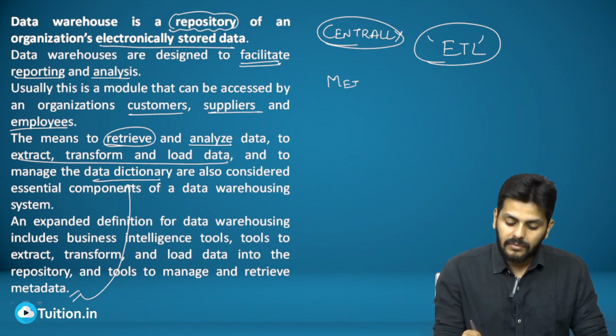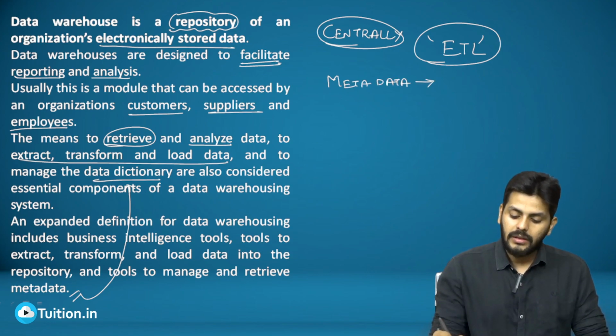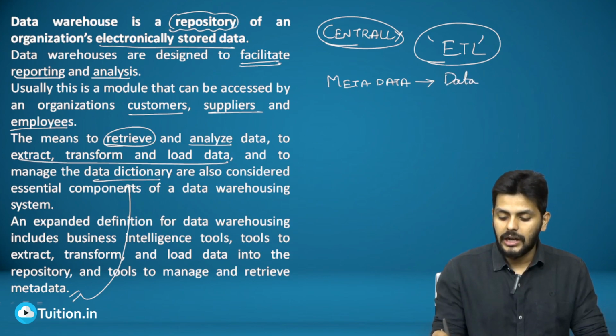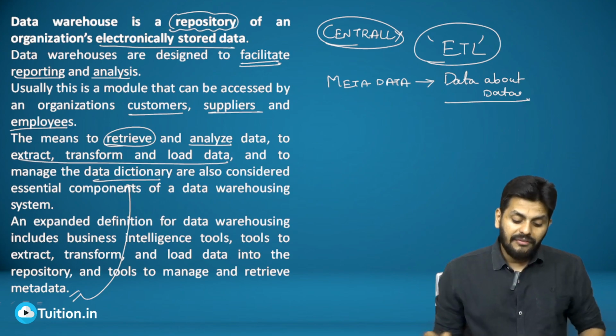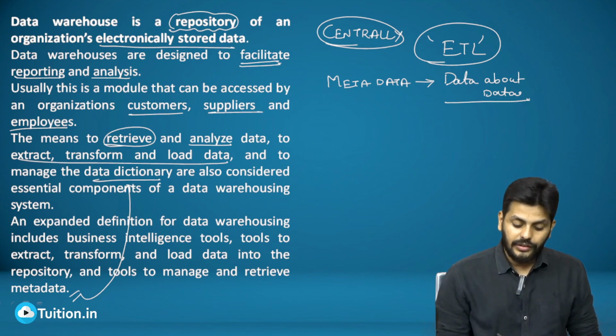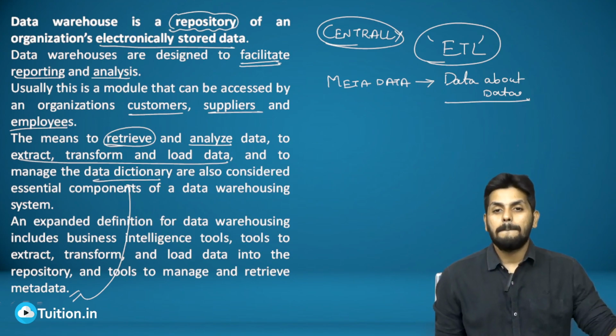Metadata is nothing but data about data. Data about data, that's what metadata is. So an expanded definition for data warehousing includes business intelligence tools to extract, transform and load data into the repository, and tools to manage metadata.